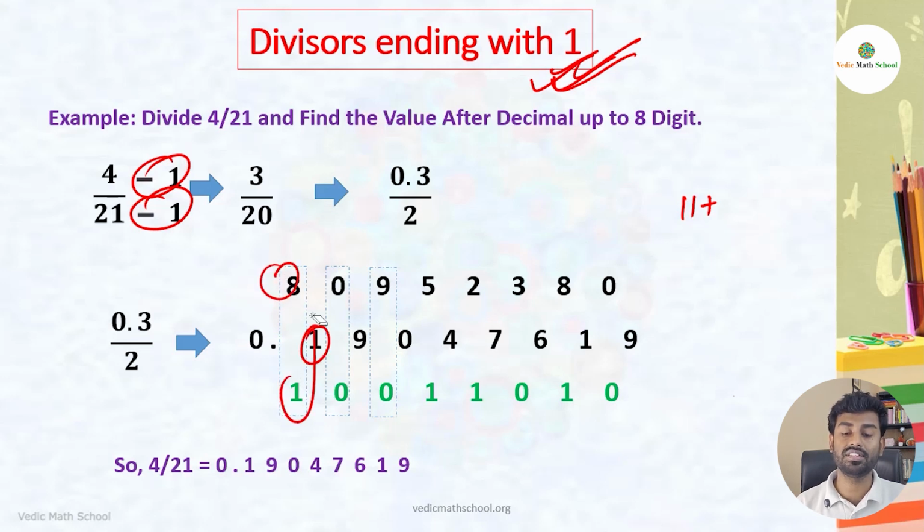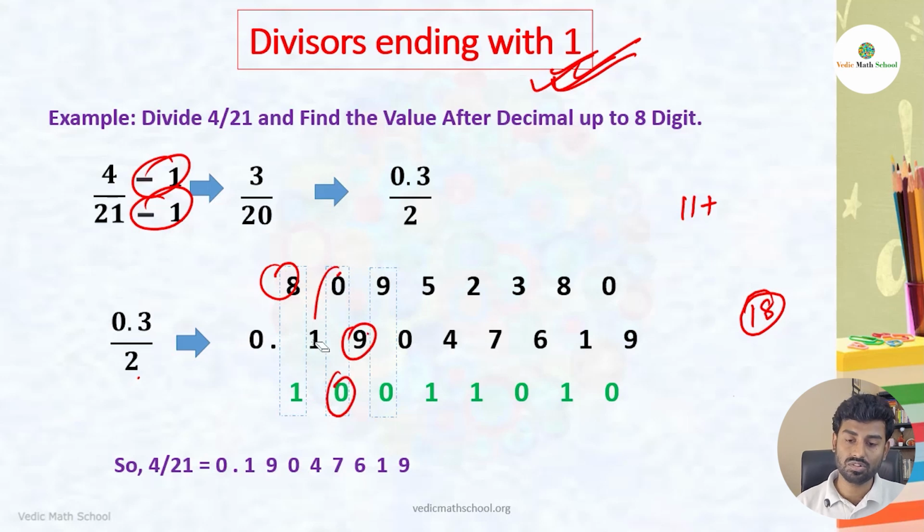So 1 and 8 will become 18. This 18 is divided by 2, that is 9 times. 0 is the remainder, so now 9 minus 9 is 0. 0 is not divisible by 2, so I am writing 0 as the quotient and 0 as the remainder.